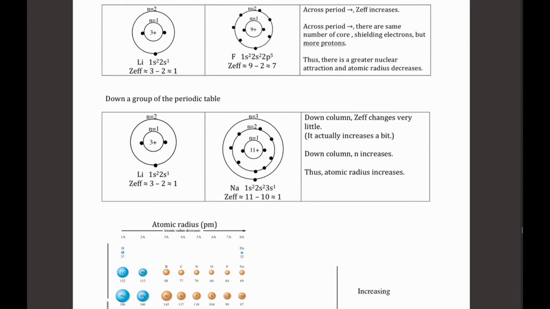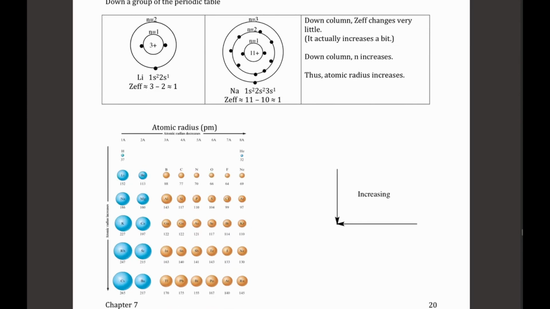Now, looking down a group, so going down a column on the periodic table, if we again work with lithium, and this time we compare it to the one just below it, to sodium. Please have that periodic table out so you can refer to it as you go through these notes with me. So sodium has the electron configuration 1s2, 2s2, 2p6, 3s1. So if we put those electrons in the simple model picture, we would have this.